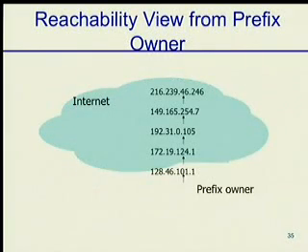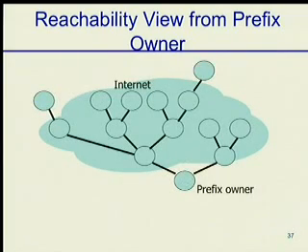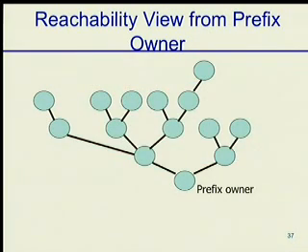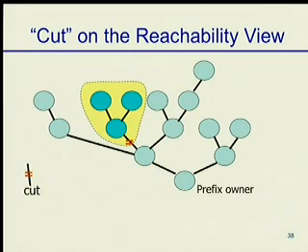So, for example, here's the prefix owner. It does traceroute-like probes to the various destinations, and it translates those paths into AS-level paths. And over time, the prefix owner builds a reachability view in terms of how it reaches the rest of the internet. So the cut is basically what separates the reachable part of the internet from the unreachable part.